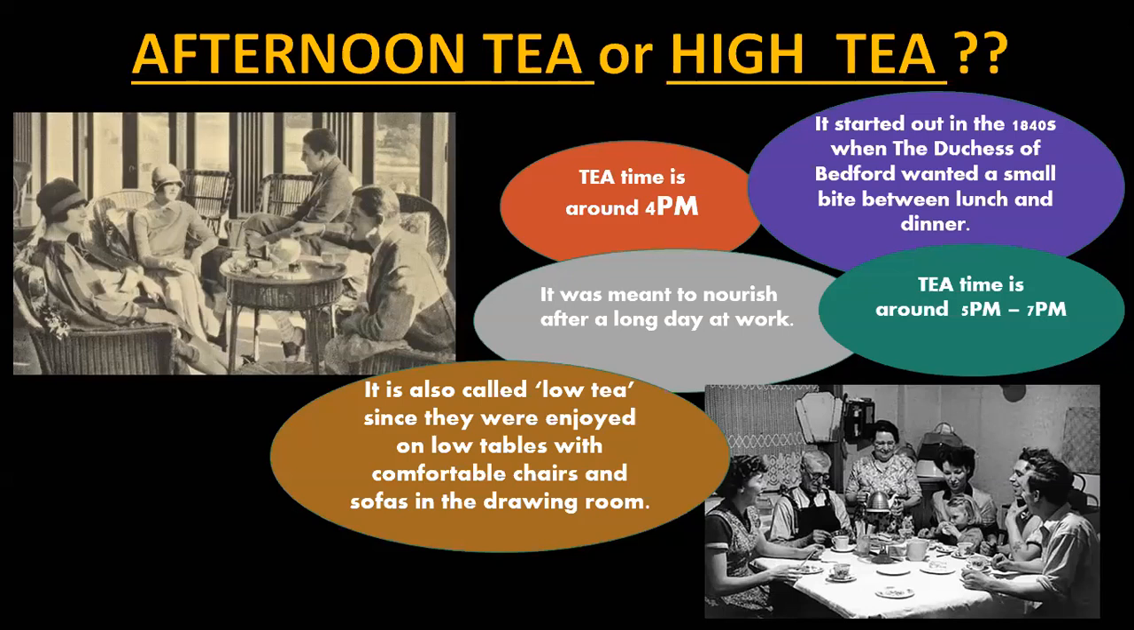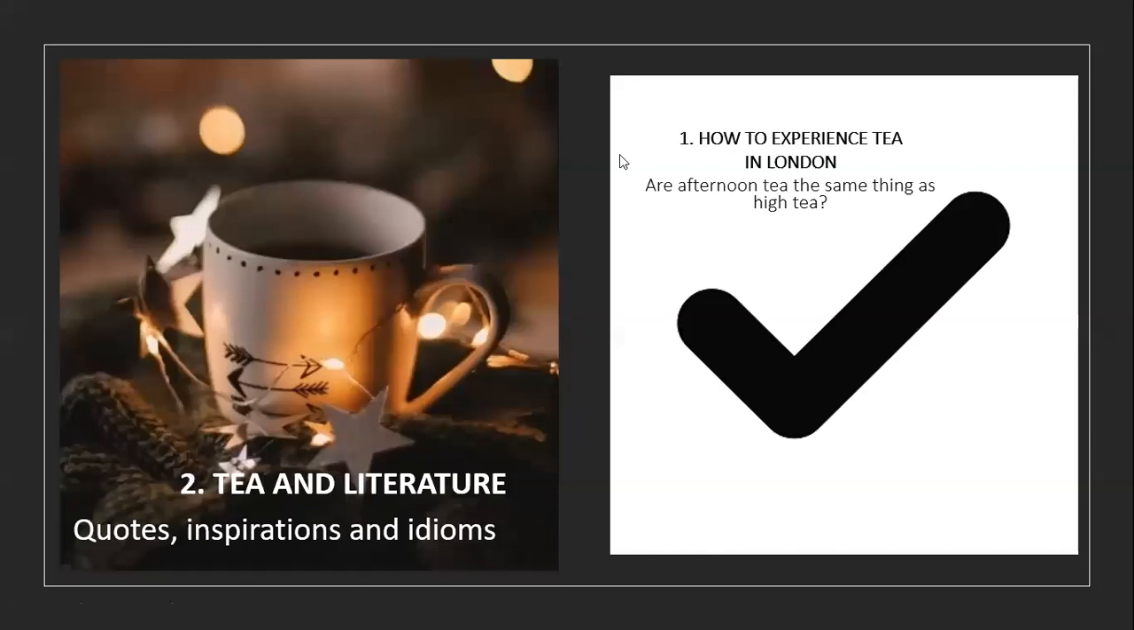On the bottom of the page, on the corner, we have a family gathering together in front of a table, and as they were eating and drinking tea and having the ceremony, sitting down in high chairs, in high tables, this is the reason for the name high tea. Okay, so now you know what the main differences are between the afternoon and the high tea.